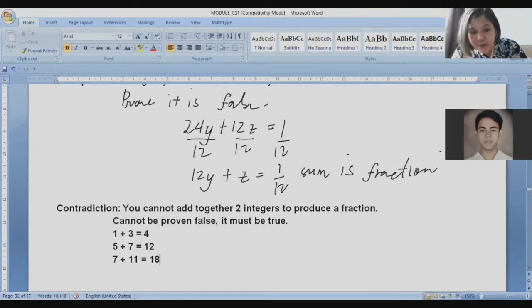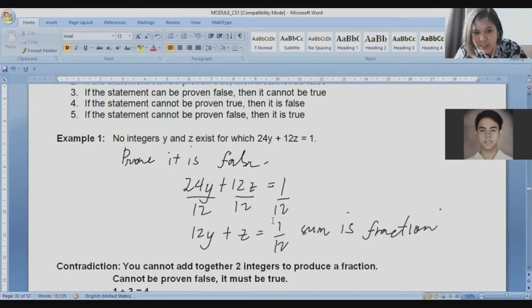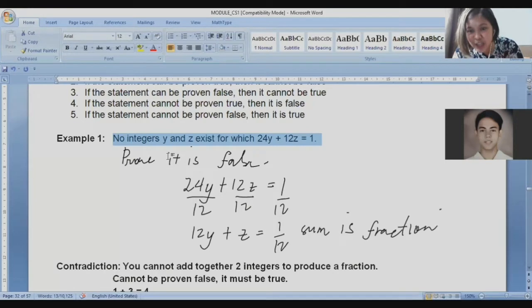Okay? So, therefore, the original statement, the given original equation or statement, is valid or true. So this statement at the top, no integers y and z exist for which 24y plus 12z is equal to 1, is true. There really is no integer that, when substituted, gives the answer 1, because the answers are fractions.